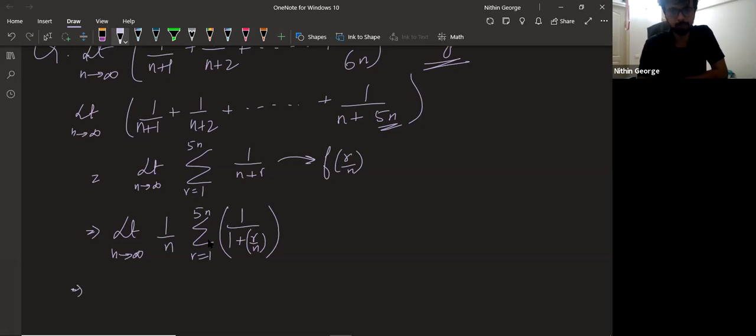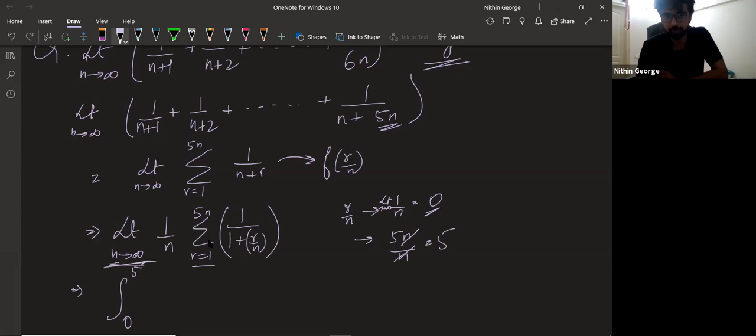Okay. So now we have it in this form. We convert it to integral form. We have to put limits, a to b. How do you find the limit? The minimum value of r by n will be what? 1 by n, limit n tends to infinity. What is that? That is 0. It starts from 0. Now, the maximum value of r by n is what? Maximum value of r is 5n. 5n by n, the limit comes out to 5. So the integral is going from 0 to 5. Understood?